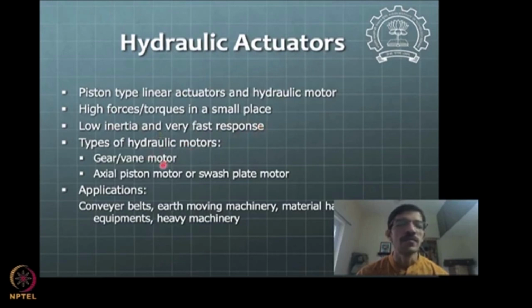Okay, there are many different hydraulic motors possible with these principles. The vane motor is one of the ways you can have hydraulic motors created, or you have the axial piston motor or swash plate motor. Okay, so just Google about this and you'll see how these hydraulic motors are working. Their applications will be mainly in conveyor belts or earth moving machinery. Like big machinery where you want to dig out some things, and those very high forces are needed. That's where you'll use these hydraulic actuators.